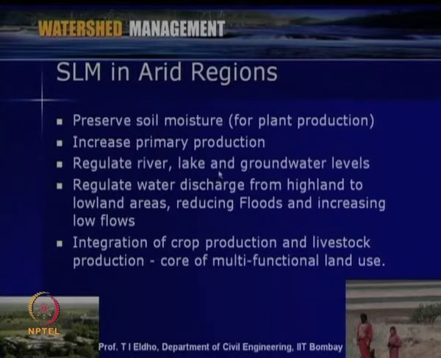And then we can integrate crop production and livestock production. As far as multifunctional land use is concerned, this is the core of multifunctional land use. That means integration of crop production and livestock production so that the income of the people will be increased. Through this we can achieve poverty alleviation, and then better sustainable land management is possible.